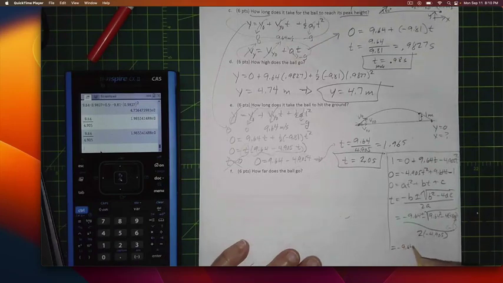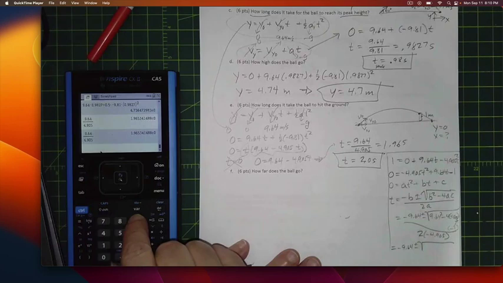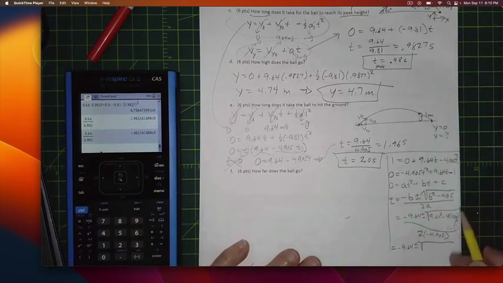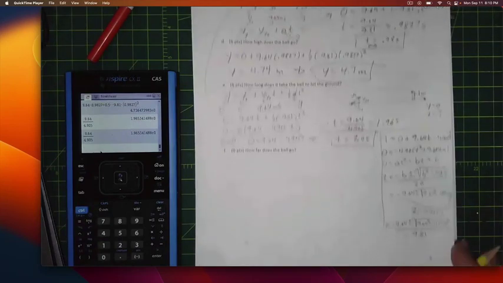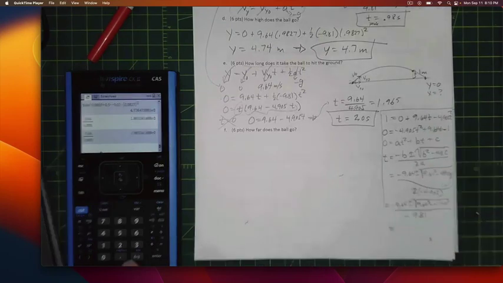Negative 9.64 plus or minus the square root of 9.64 squared minus 4ac. A and c are both negative, so we can just cancel that out, and c is just 1, so it's going to be 9.64 squared minus 4 times 4.905. And the negative 1 is gone with the negative sign, all over negative 9.81. All right, plug those into your calculator.